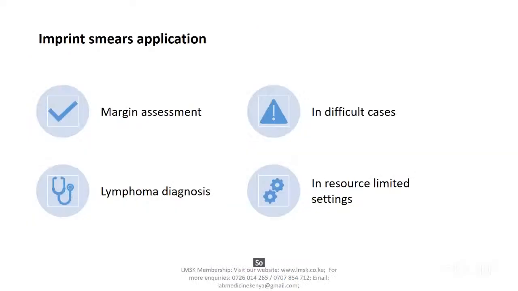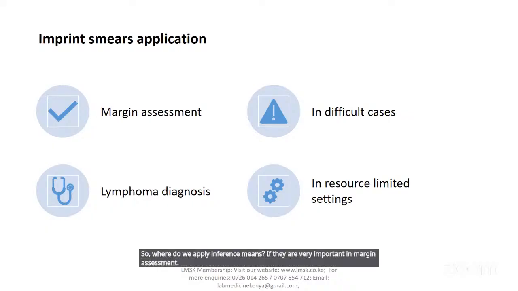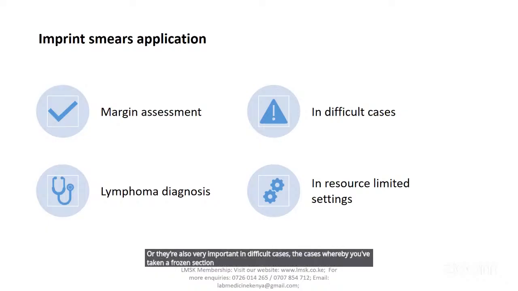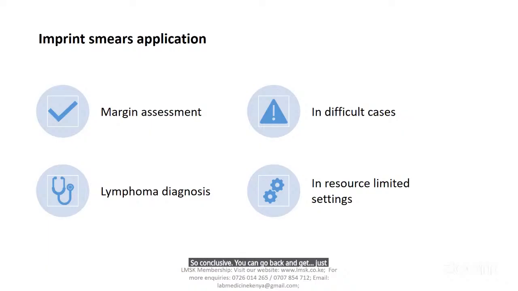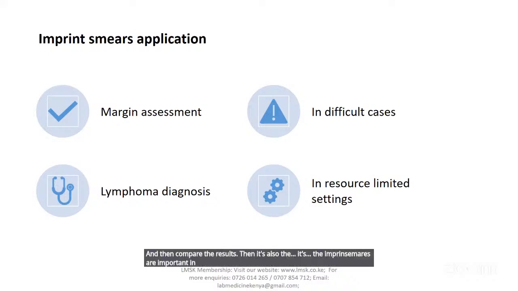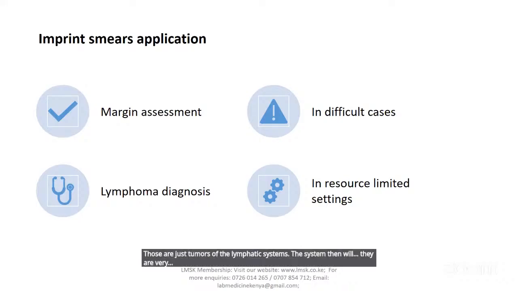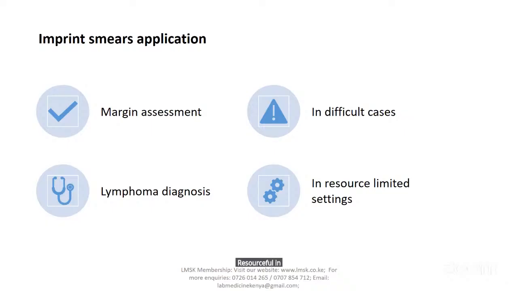So where do we apply imprint smears? They are very important in margin assessment. They are also very important in difficult cases, the cases whereby you've taken a frozen section and your results are not so conclusive, you can go back and just do an imprint smear and then compare the results. Imprint smears are also important in lymphoma diagnosis. Those are just tumors of the lymphatic system. Then they are very resourceful in resource limited settings.